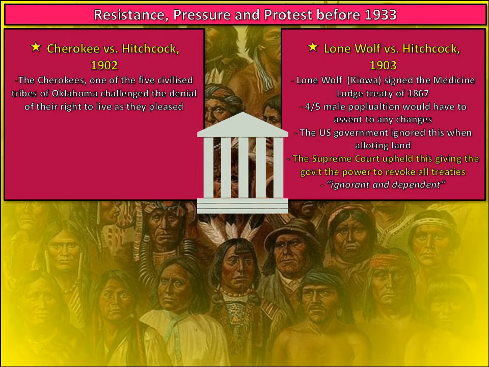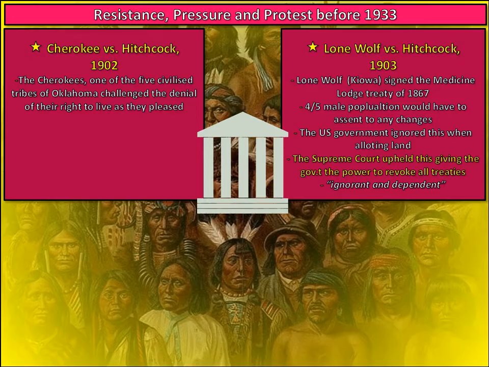Lone Wolf was the tribal chief of the Kiowa tribe who signs the Medicine Lodge Treaty of 1867. Now that treaty states that if there's going to be any changes, 4/5 of the male population would have to assent to any changes. 80% of the Kiowa tribe's male population would have to agree, yes, we want that part of the treaty to change. Now the US government obviously ignores this when introducing allotment policy because they make changes to the reservation of the Kiowas without their permission. So the case revolves around the fact, can the federal government ignore treaties that have been made previously?